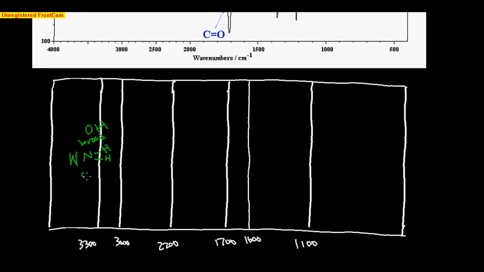Okay, if you have an amide, which looks like this, the amide stretch right here will appear at 3300 as well. And if you have the terminal alkyne proton, this stretch will appear here as well. I will talk in a second about how you can tell these apart.